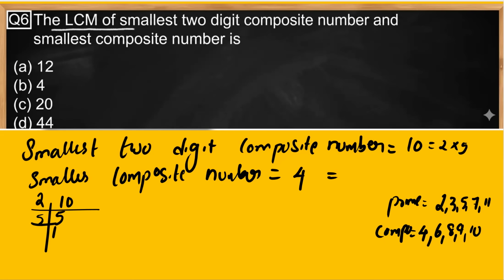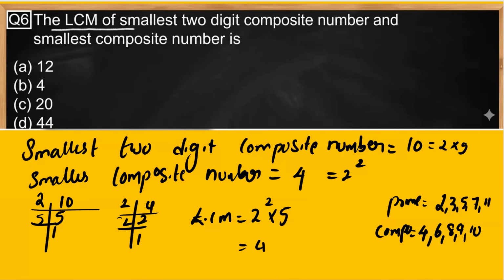So what is the prime factorization of 4? That will be 2 to the power of 2. So now we have to determine the LCM of both. The highest powers among these two are 2 to the power of 2 and 5. So that will be 4 times 5, which is equivalent to 20. So therefore our option C, which is 20, is the correct answer for this particular question. I hope you have understood this.